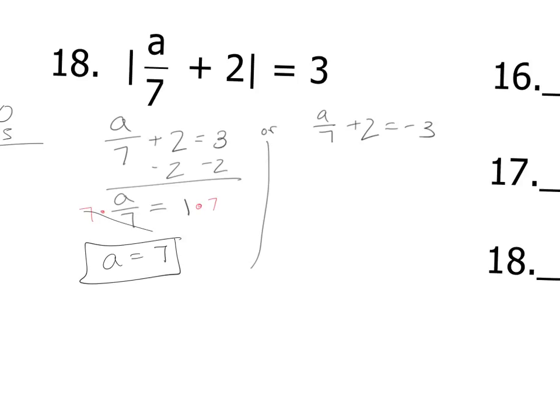Then if I do the right-hand side, I'm going to start the same way, subtract that 2 from both sides. But now since that 3 is negative, I get negative 5 when I do that. Still, I'm going to do the inverse operation of divide by 7, which is multiply by 7, and I have a by itself now, equal to negative 35.